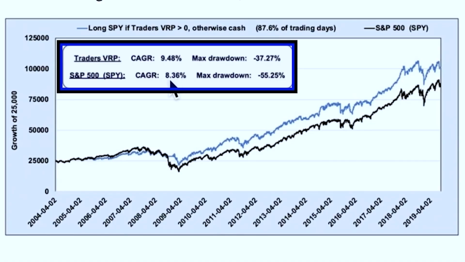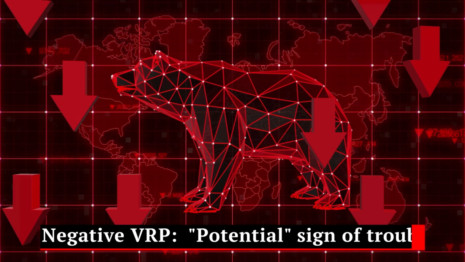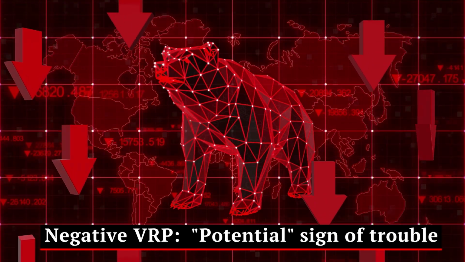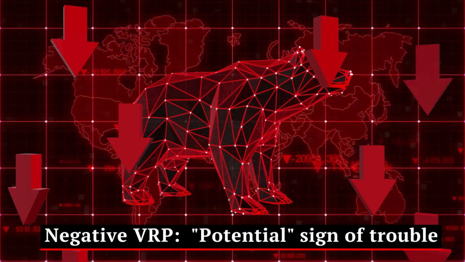I mean, it might not seem like much, but the difference between 8.3 and 9.5, it's about 15% difference. That's significant. And also the drawdown goes from 55 for buy and hold down to 37 for using that one single filter. The point is that yes, this is actually a very good signal. And when the VRP dips negative, it is a sign that there's something maybe fundamentally wrong or at the very least dangerous with the current market.